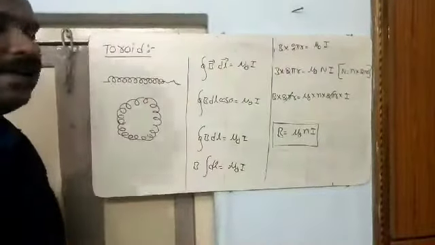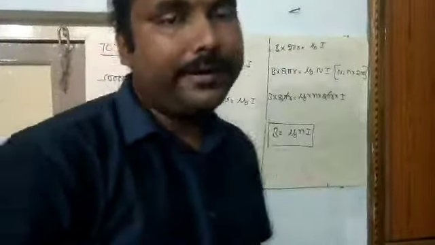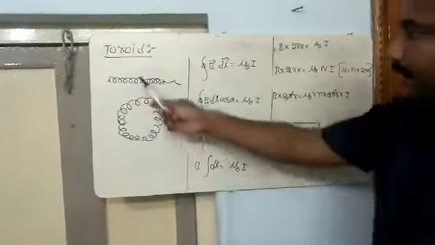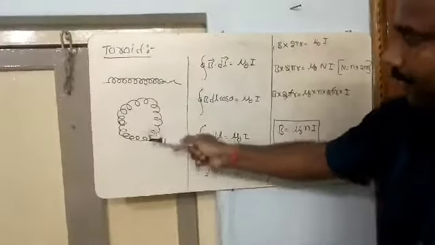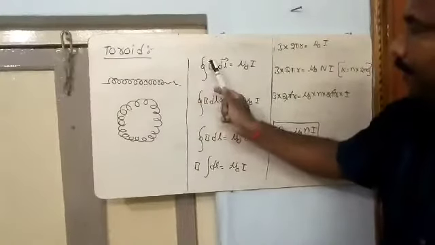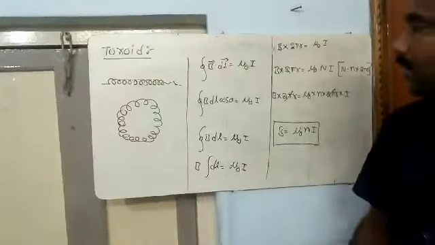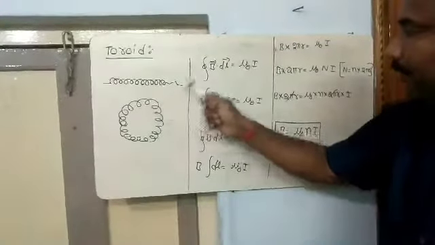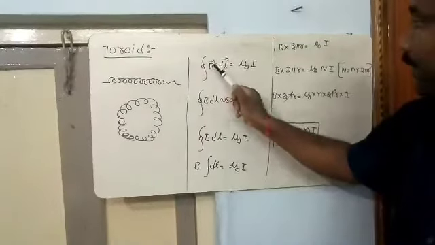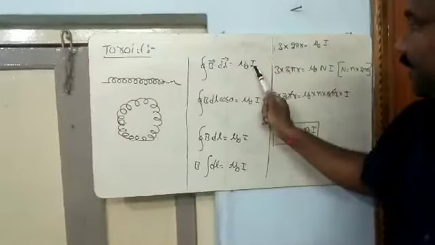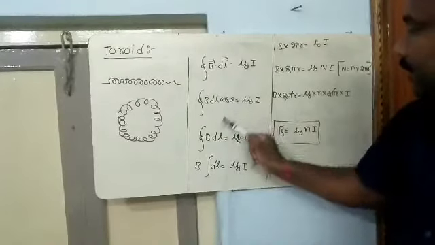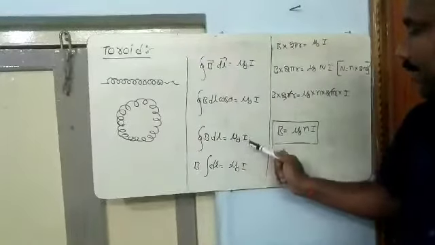Once again, see the explanation. The toroid is nothing but the rounded shape of a solenoid. This is the solenoid and this is the toroid. Everywhere on the toroid, the element B and dl are in the same direction, so I have to apply Ampere's circuital law: integral B dot dl equals mu naught times I. So B dl cos theta equals mu naught I, where cos theta is 1 since theta is 0, giving B dl equals mu naught I.